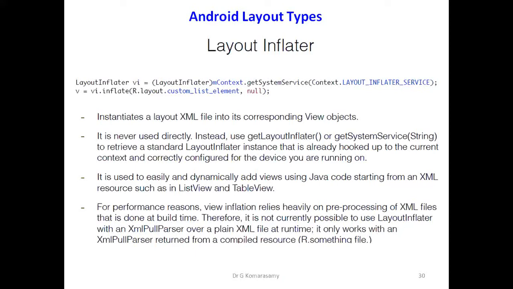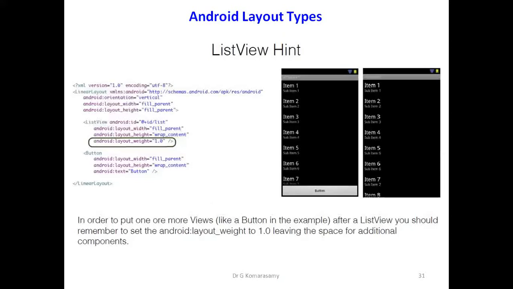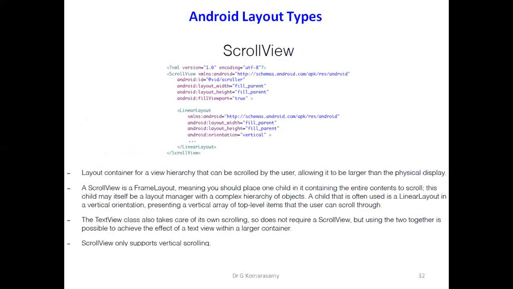Layout inflator, list view. This is the output of the list view. Item 1 to 7 and so on. And scroll view. So there are some items you cannot see entirely. For that you can scroll either top down or bottom up. So by using this scroll view, you can get it done.